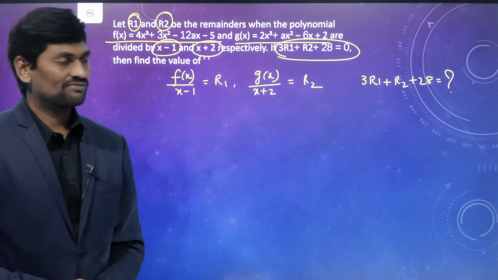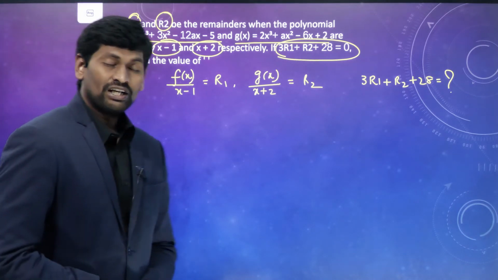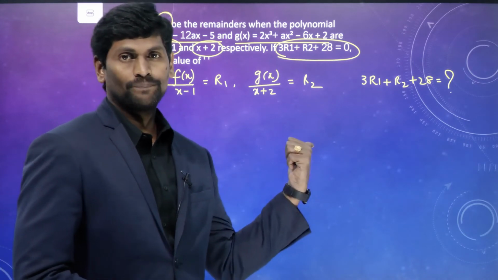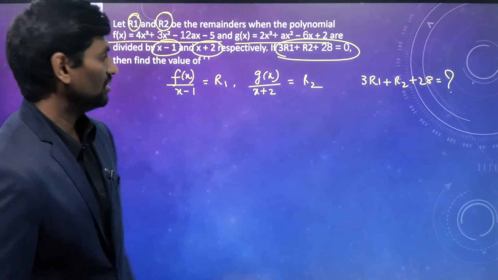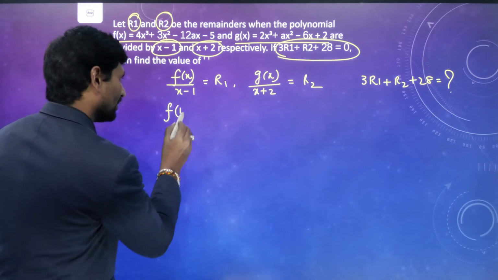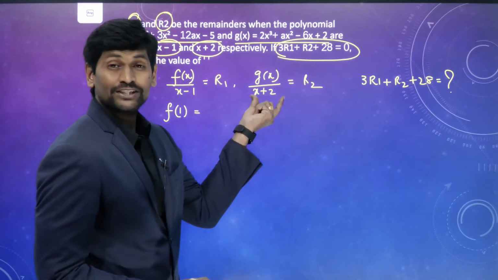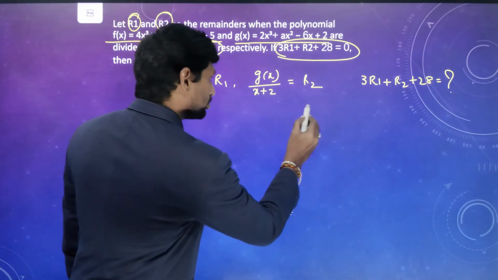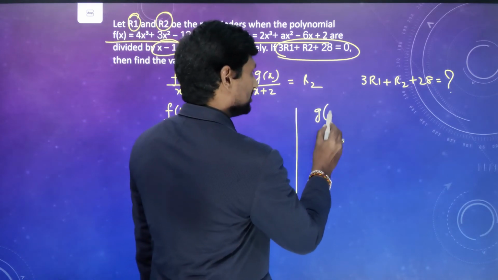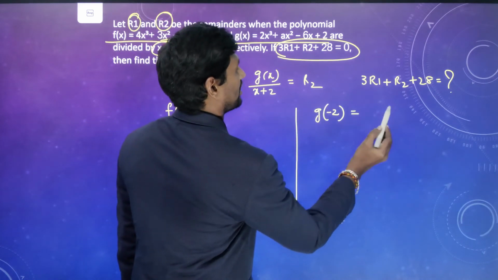Let us find the remainder 1 and remainder 2 by using the remainder theorem. So x minus 1 is the divisor, then f(1) is the remainder. Divided by x plus 2, that means g(2) is the remainder here. g(2) only, no? No, g(minus 2).